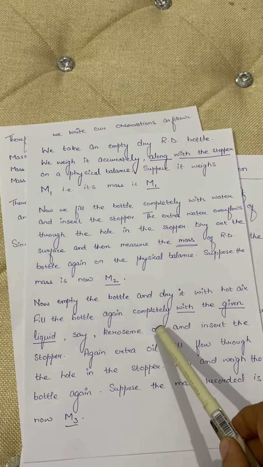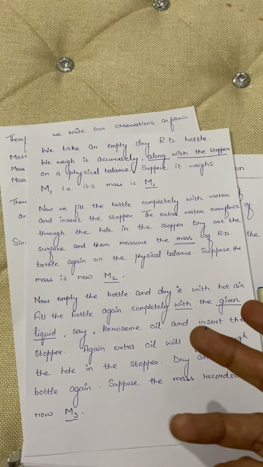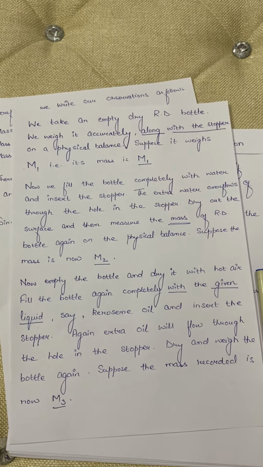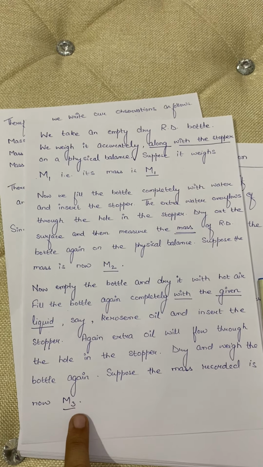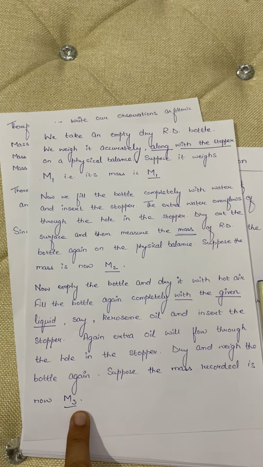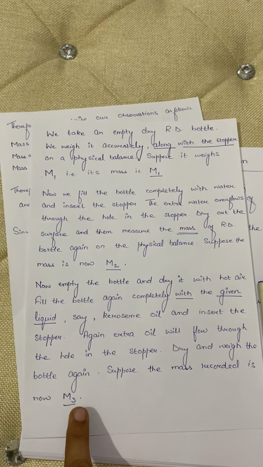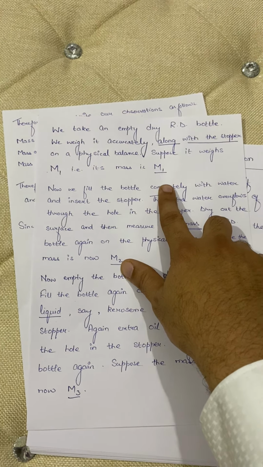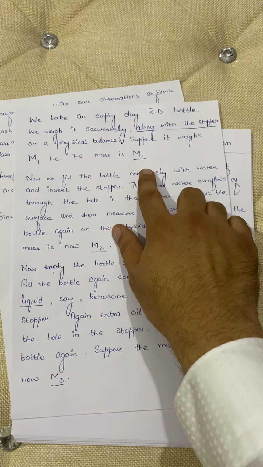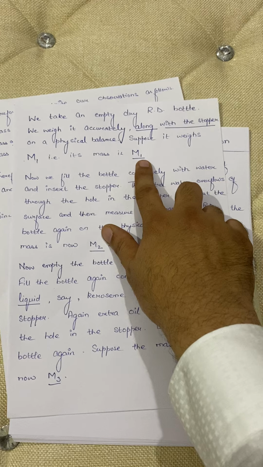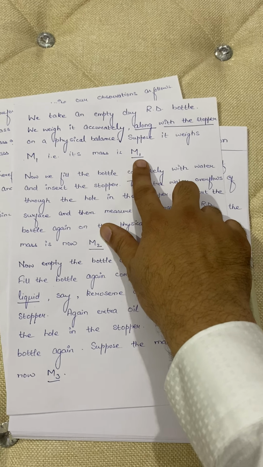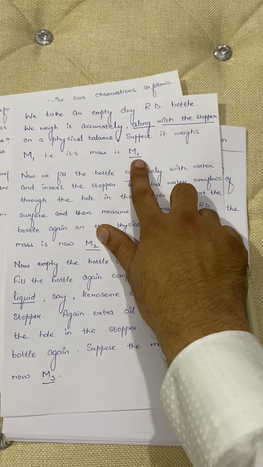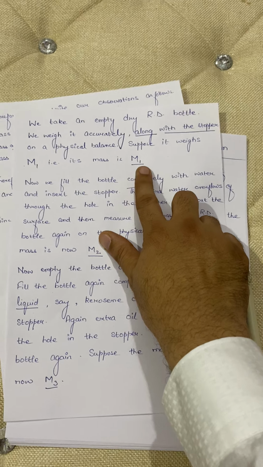Again we insert the stopper, again there will be some extra oil overflowing, and again we dry it once more and weigh the bottle again. Now suppose the mass recorded this time is M3. Then what is the difference between this mass M3, this mass M2 and this mass M1? Over here, M1 is the mass of the empty dry density bottle, RD bottle.